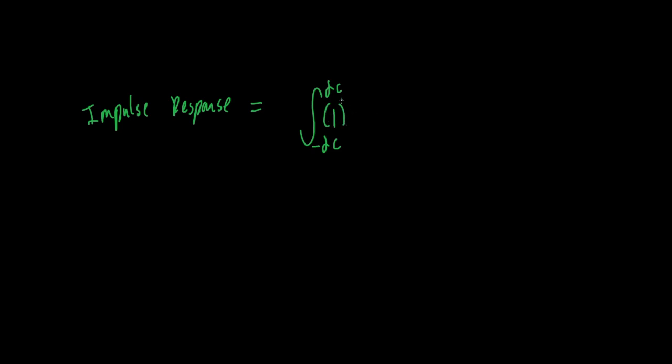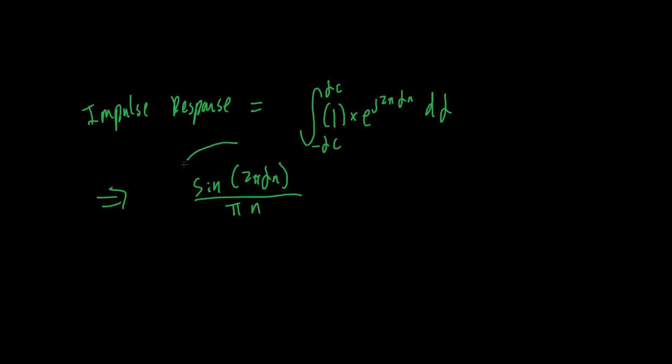Now you just put 1, because that's the frequency response of the ideal filter. From FC to minus FC is just 1 multiplied by e to the power of j 2 pi fn df. Now, I won't bother trying to solve any of this, but I'll give you the answer. The impulse response is equal to sine 2 pi fn divided by pi n. And that's it. That's the impulse response of a low pass filter.